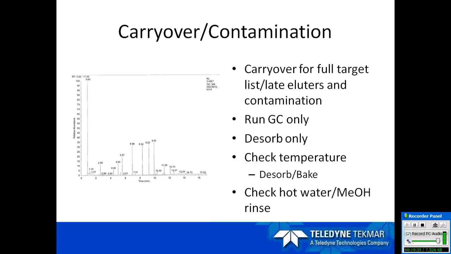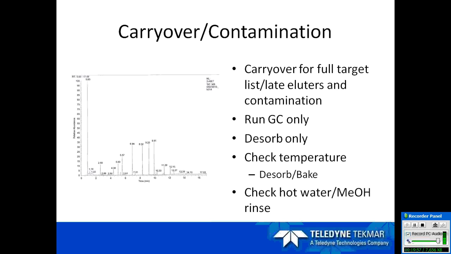Another thing is, make sure your water rinses are working correctly. One thing about these purge and trap systems and autosamplers now is that they have the availability to do a hot water rinse. This hot water rinse will allow you to flush hot water, limited to 90 degrees C, through the sample pathway to help clean it up.